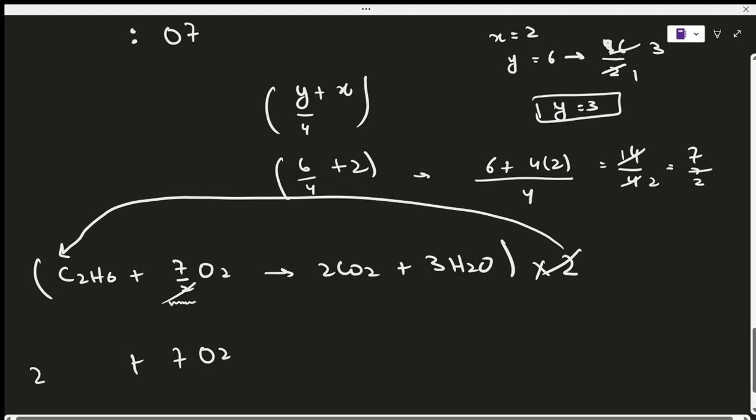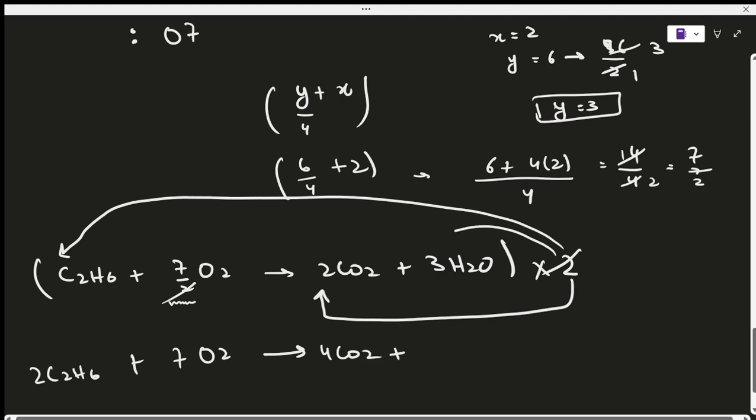So this comes as 2C2H6, and then this 2 also gets multiplied here, which makes it 4CO2 plus, and this also gets multiplied here, so this comes as 6H2O. And this is your final and full balanced equation. You're very welcome to count. It is going to come as the same number.